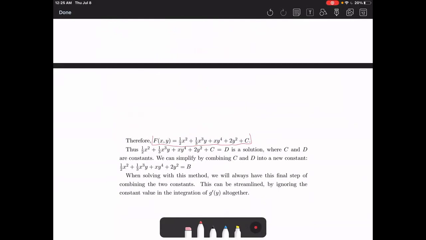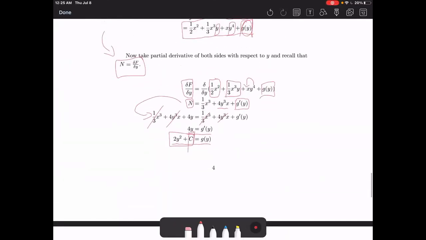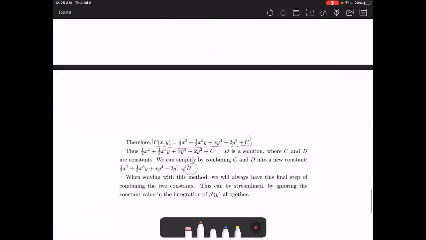And we can simplify by combining c and d into a new constant called b. When solving with this method, we will always have this final step of combining the two constants. This can be streamlined by ignoring the constant value in the integration of g prime of y altogether. I'll explain what that means. I have been always showing this constant c, but since in the end we just end up subtracting it and renaming it, we don't actually have to do that step.